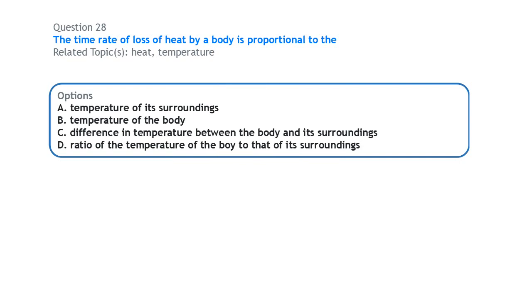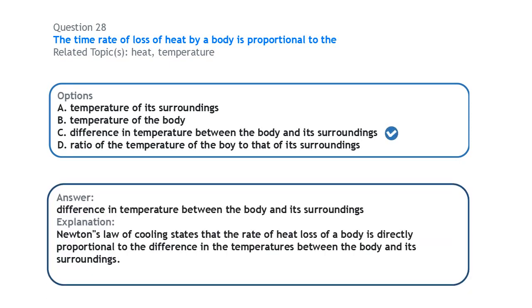Next on heat, the time rate of loss of heat by a body is proportional to the difference in the temperature between that body and its environment. The time rate at which the body is going to lose heat, or at which the body will cool, is going to be proportional to the difference in temperature between the body and its environment. The greater the difference in temperature, the faster the rate of loss of heat, or the faster the rate at which that substance will cool.